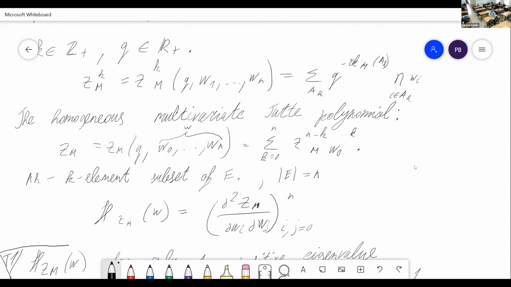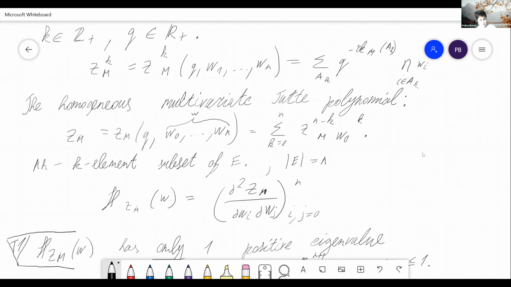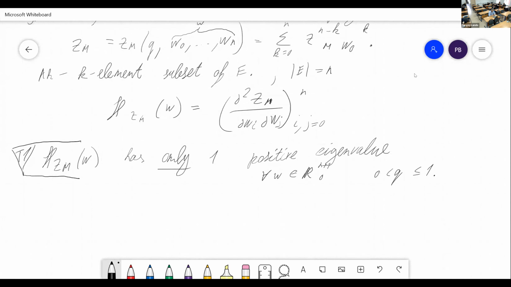And to whom does this theorem belong? This theorem belongs to, hold on, it belongs to Peter Brändén and Jun Huh. Let me write it down. So the names of people responsible are Brändén and Huh.